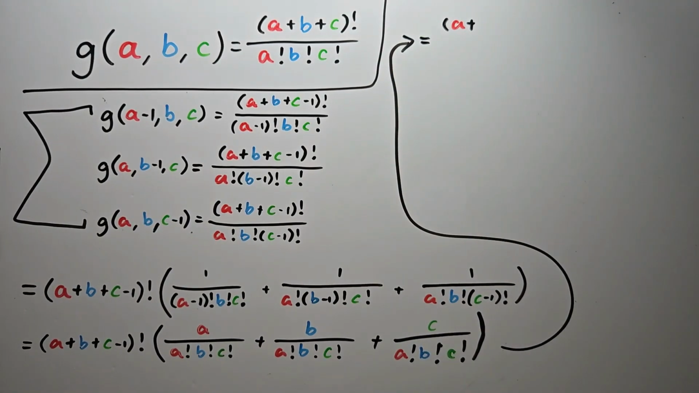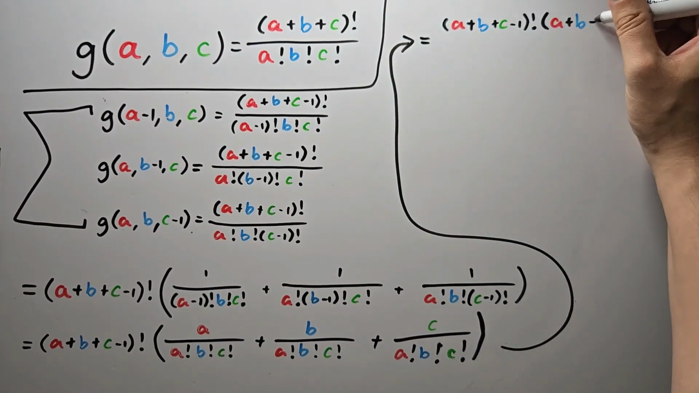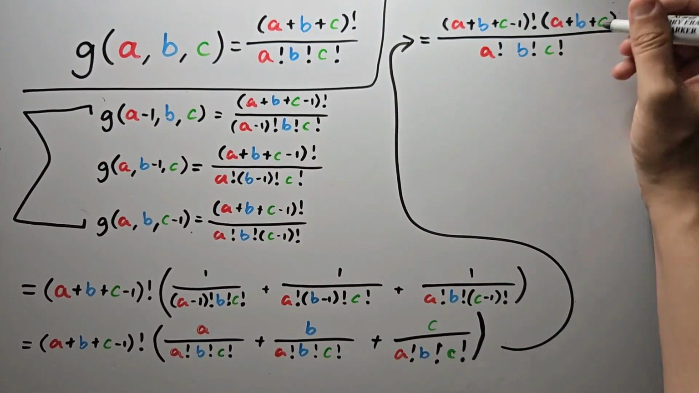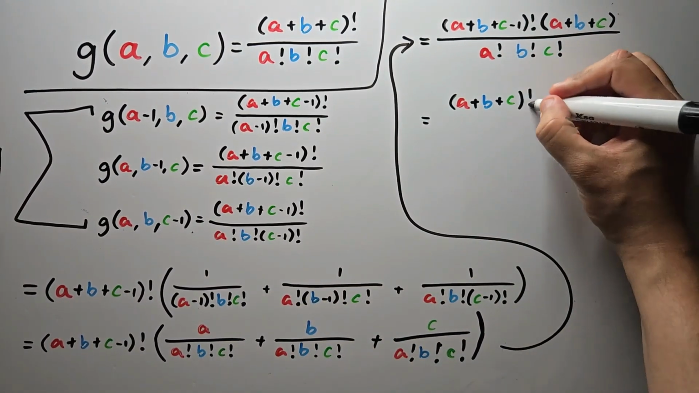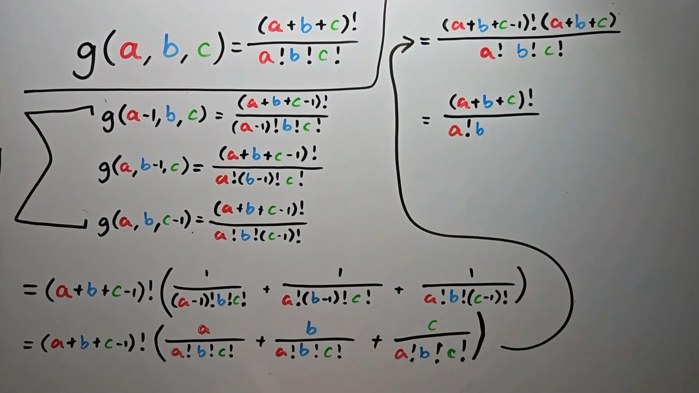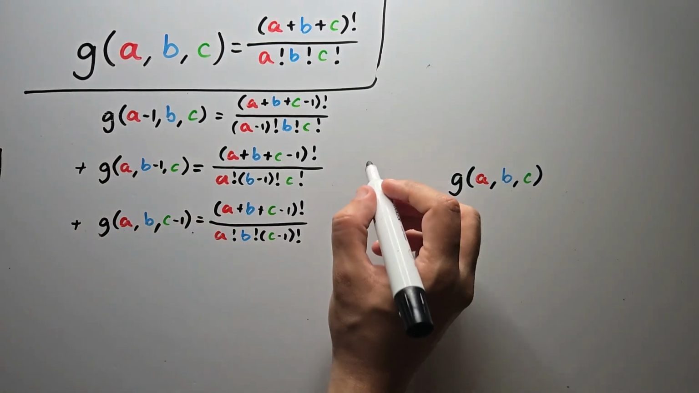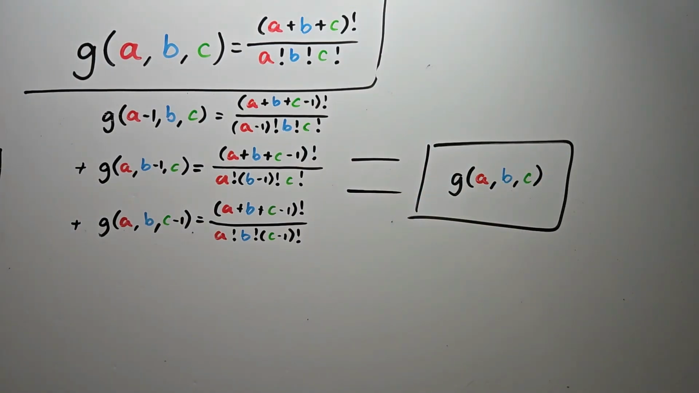This is equal to (a+b+c−1)! times (a+b+c) all over a! b! c!. And by definition of factorials, this is equal to (a+b+c)! over a! b! c!, which is exactly g of a, b, c, showing that if three adjacent numbers on Pascal's tetrahedron line up with this function, then so does the number below them.